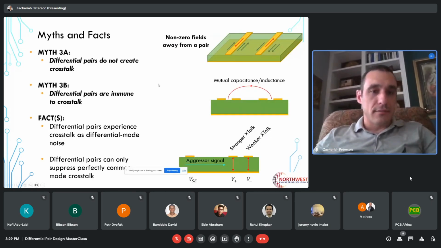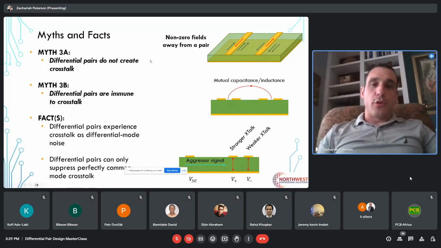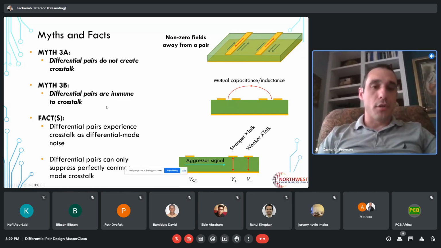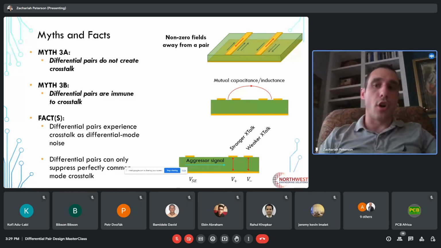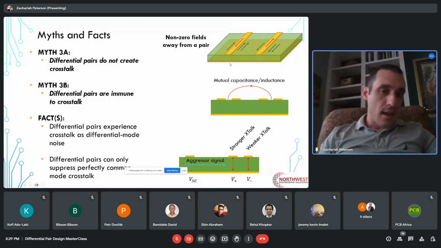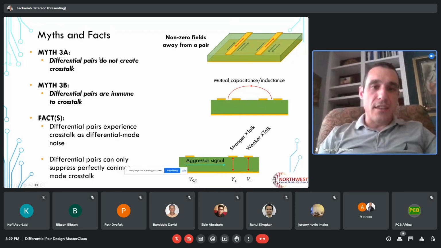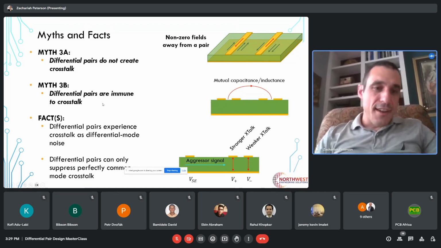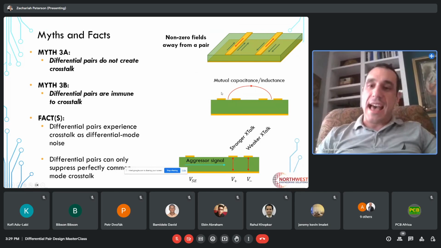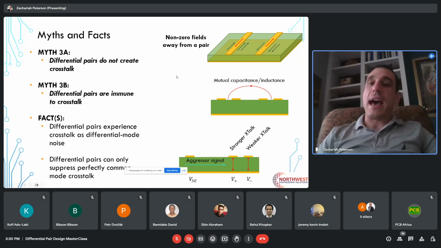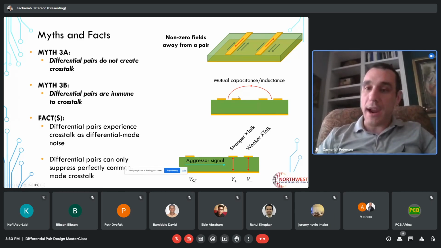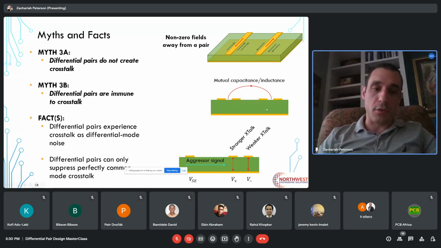Next one. Differential pairs do not create crosstalk, and there's a corollary to this, that differential pairs are immune to crosstalk. If you regard these linear networks as reciprocal, then one of these myths should imply the other. The reality is that differential pairs do create crosstalk, and they can receive crosstalk. So we have differential crosstalk between differential pairs due to the mutual capacitance and inductance between these two. So they can receive crosstalk and give crosstalk to each other.